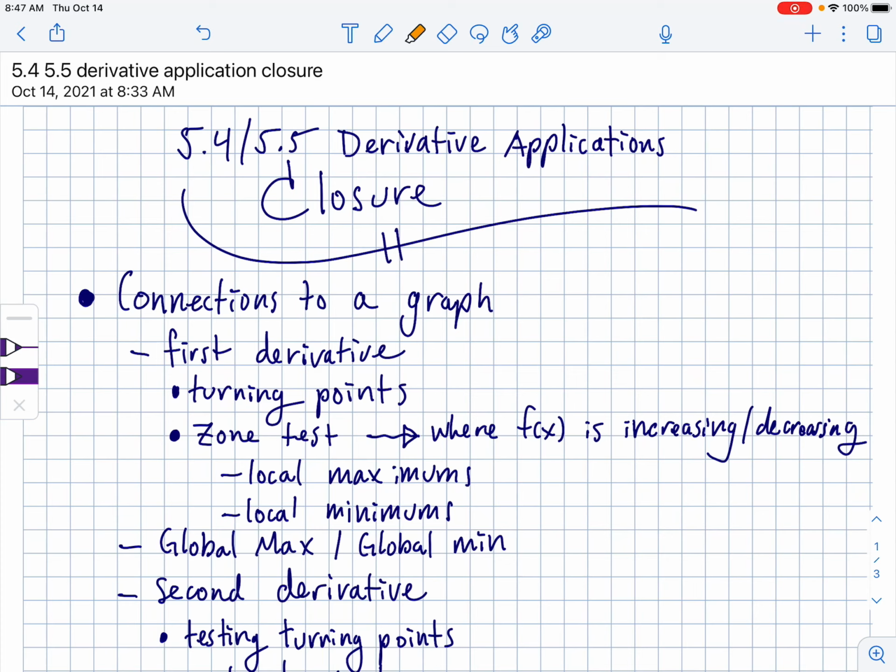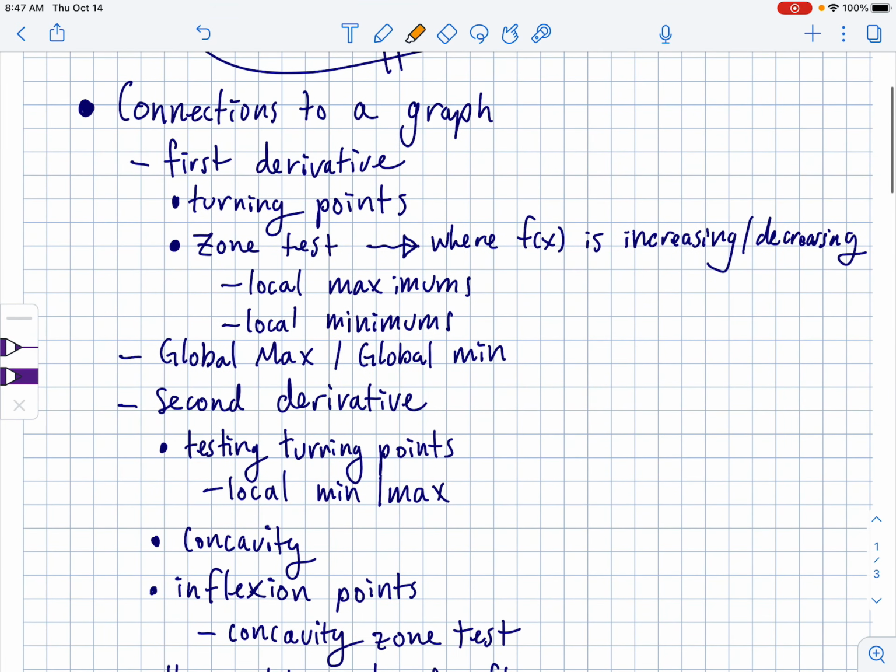Okay, IB AASL 2 kids. We've reached the end of Chapter 5. The next assessment is going to be over 5.4 and 5.5, which I'm calling Derivative Applications.